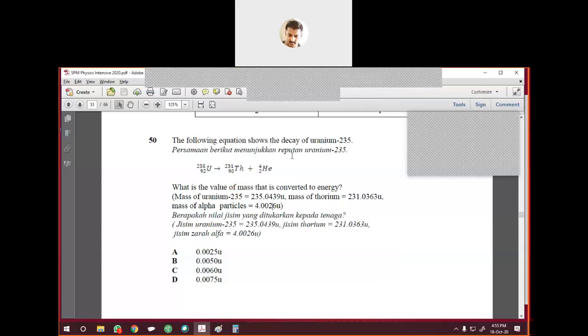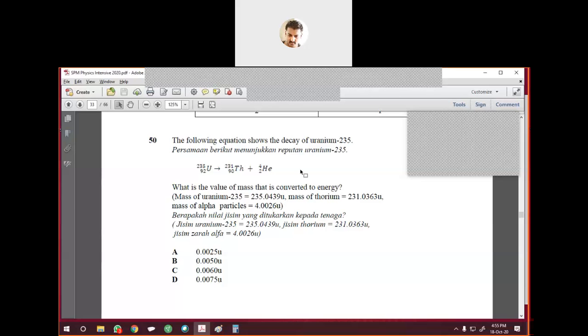The following equation is the decay of uranium 235. They said uranium 235, 92, becomes thorium, releasing one alpha particle. 4, 2 helium is actually the alpha particle. They said what is the value of the mass that is converted to energy? What they mean by this is that when this uranium becomes thorium and helium, it also loses some of its mass. So we're going to now calculate how much mass it has lost.